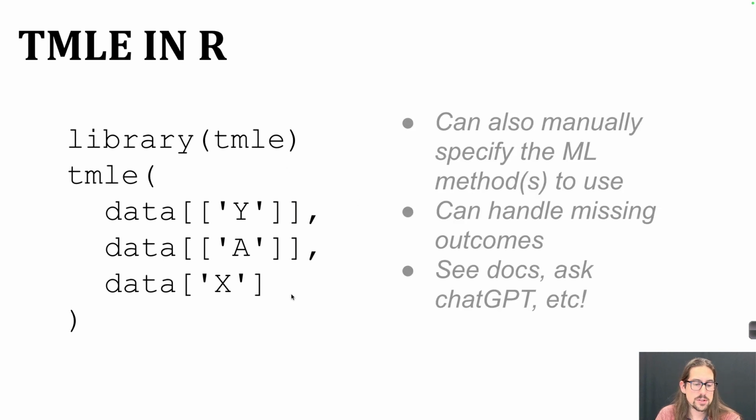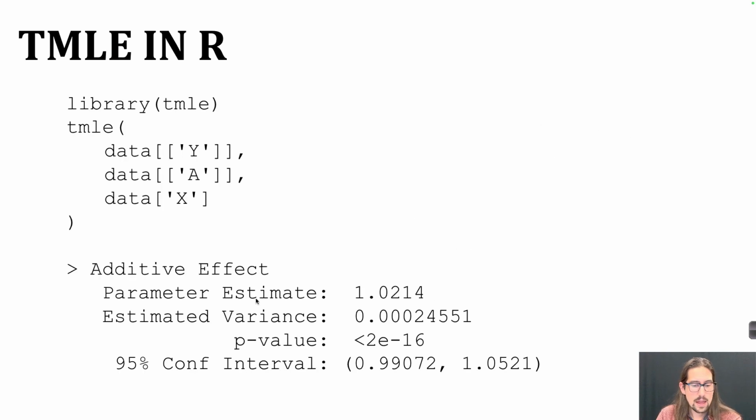Within this, there are extra arguments where you can specify what ML models to use. There's a lot of other things that you can do. You can see the docs and things like that. But my point is that you don't have to do all this stuff manually. I've just showed you a little bit about what goes on under the hood. And this is what you get out. Boom. This is your ATE estimate. This is your estimated variance, your p-value, your confidence interval.